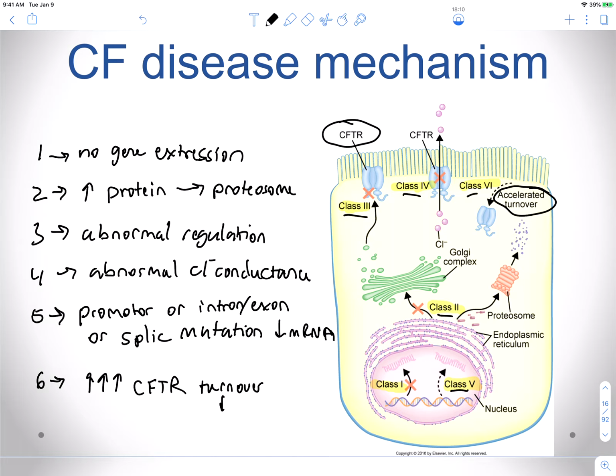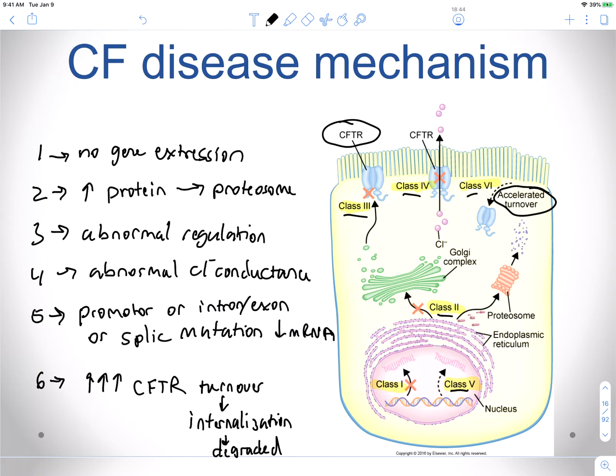And so what turnover is, is internalization and degradation. So what that means is the cell has to continuously make more to keep up with the actual function of that receptor. And so you can imagine here that you're going to have different presentations of the disease depending on which class of mutation of the gene is going to affect which of these components.